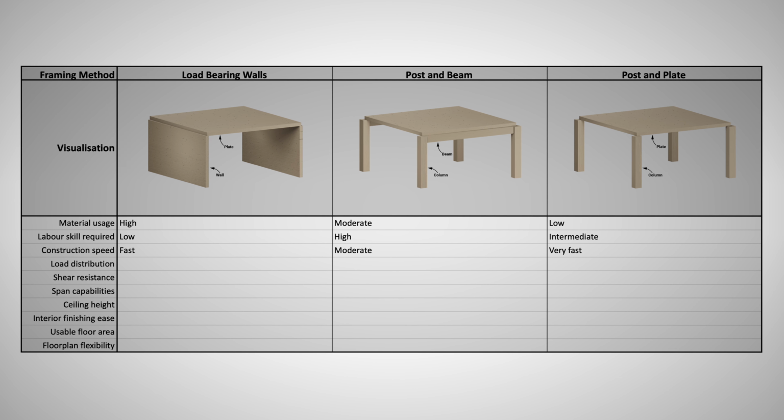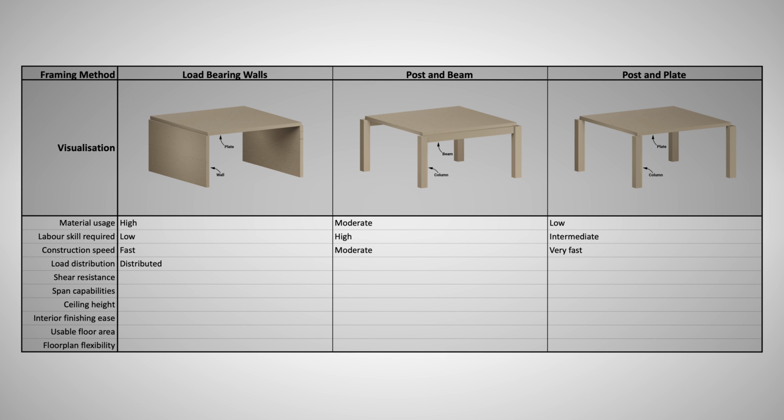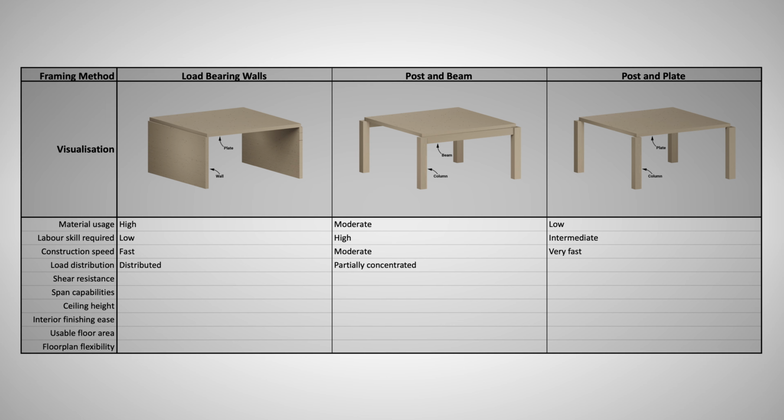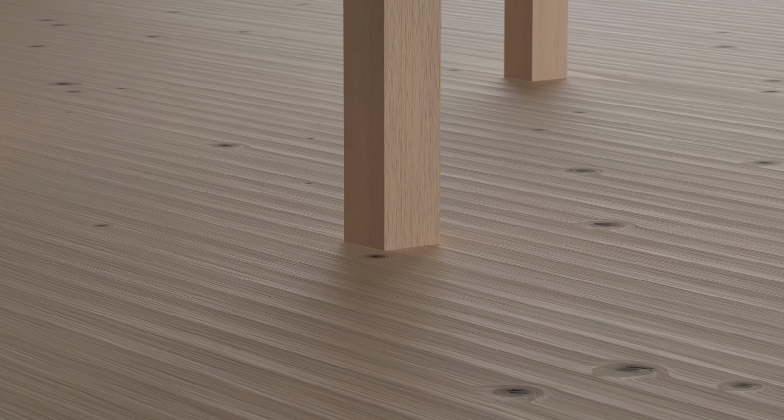Load-bearing walls offer superior load distribution by avoiding concentrated point loads. Both the post and beam and post and plate methods rely on columns, which create point loads at the bottom of each floor. However, the post and beam method distributes forces more effectively from the floor to the columns, whereas the post and plate method depends solely on the corners of the floor plates to carry the loads.